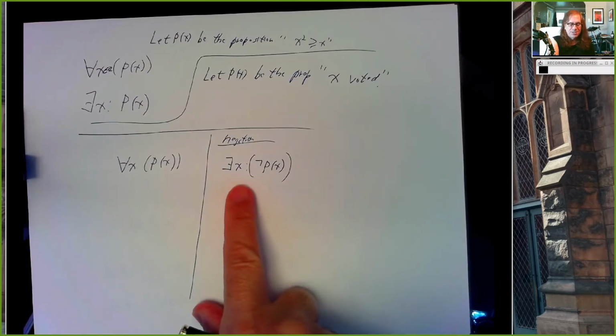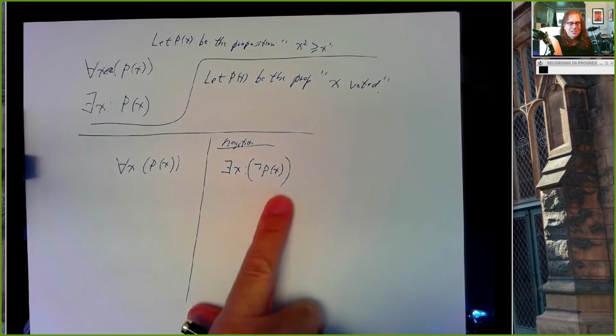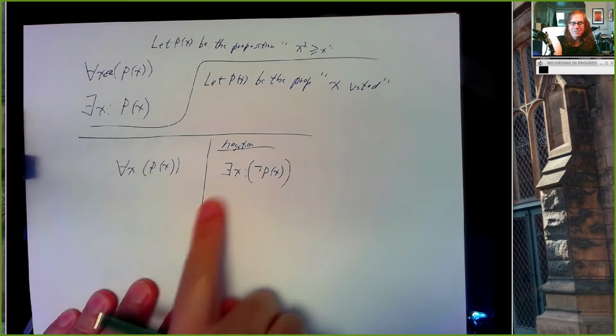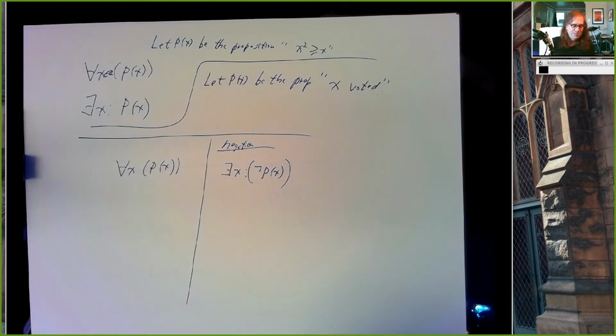But this is a weaker statement than saying for all x, not P of x, because that says nobody voted. And that could still be true if this is true, but this could be true even though half the people did vote, which is usually what happens.